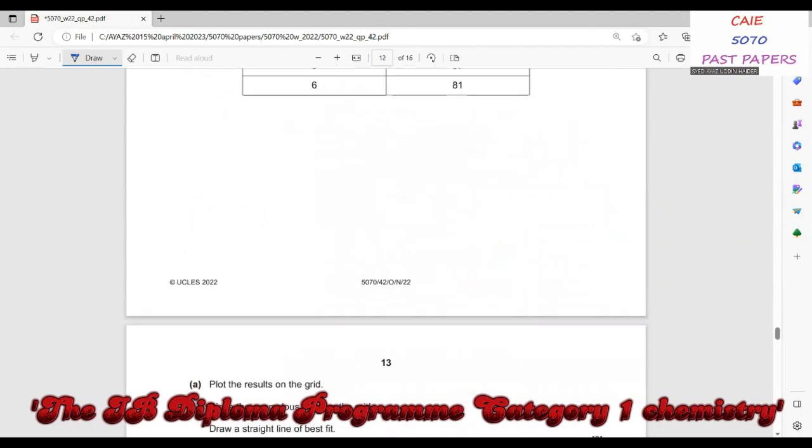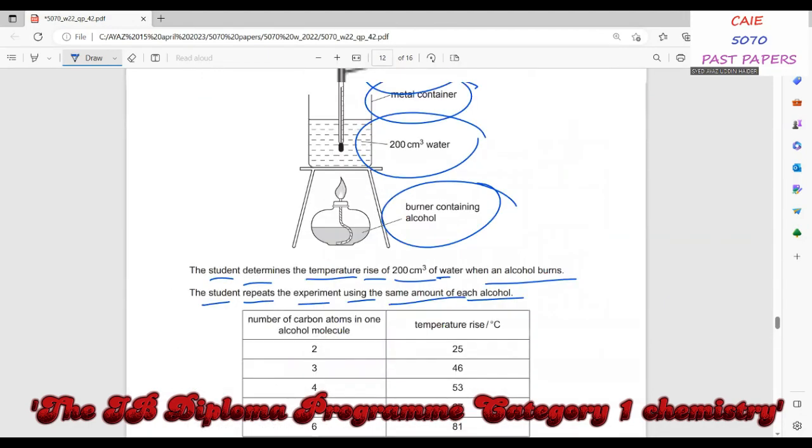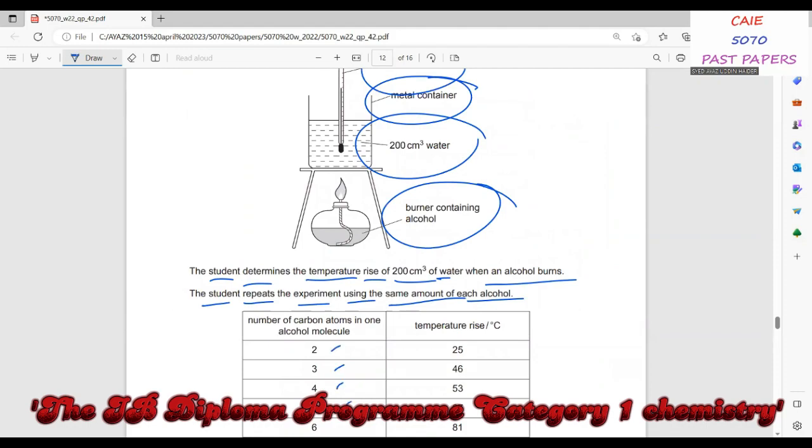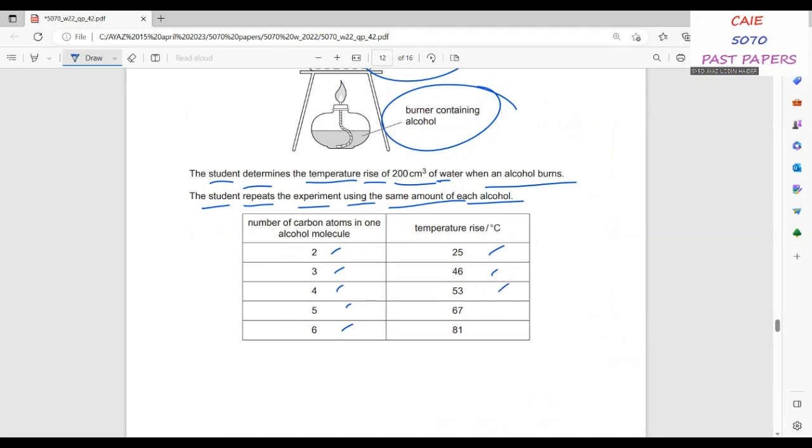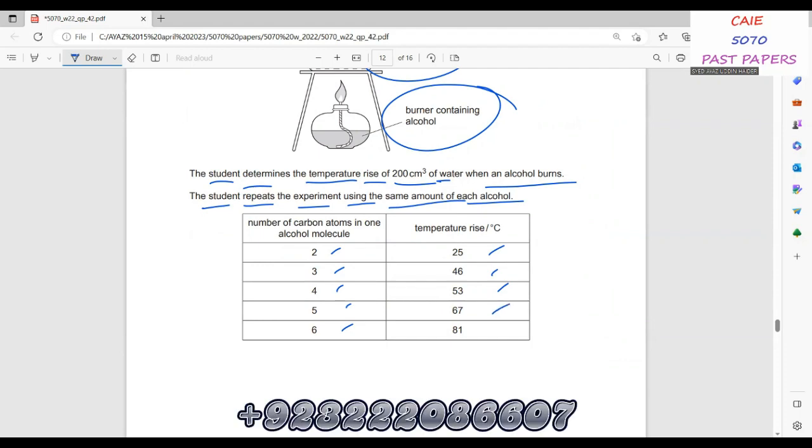Now, number of carbon atoms: 2, 3, 4, 5, 6. And see the temperature change. For 2, we have 25 degree centigrade rise. For 3, we have 46 degree centigrade rise. For 4, we have 53 degree centigrade rise. For 5, we have 67 degree centigrade rise. For 6, we have 81 degree centigrade rise in temperature.